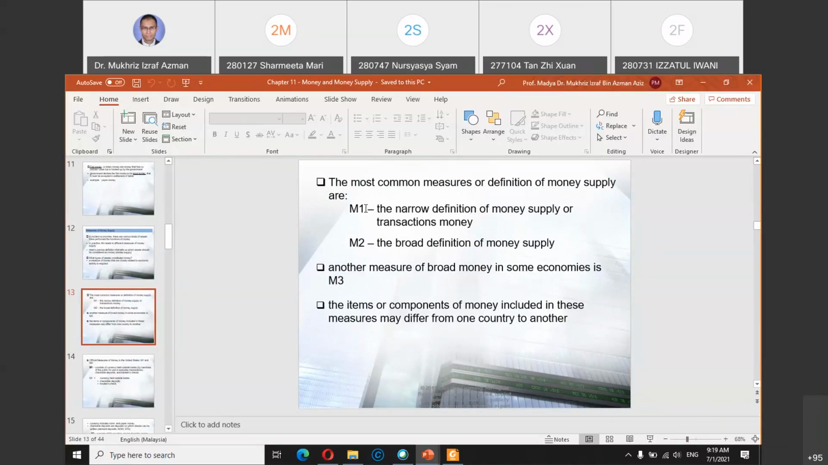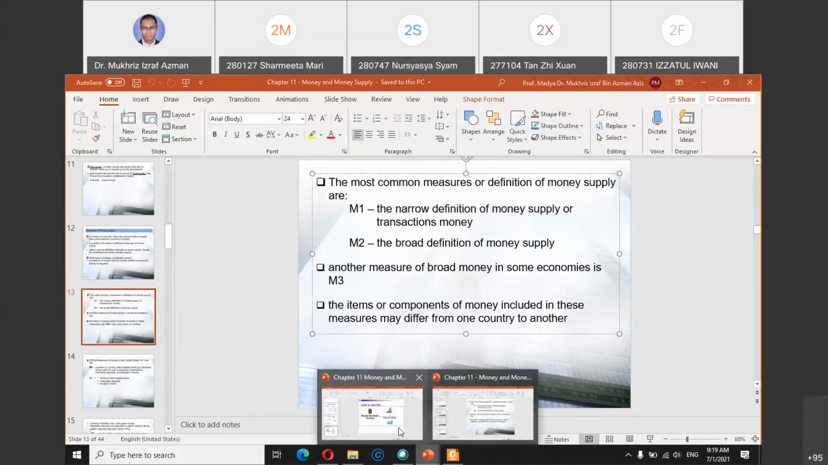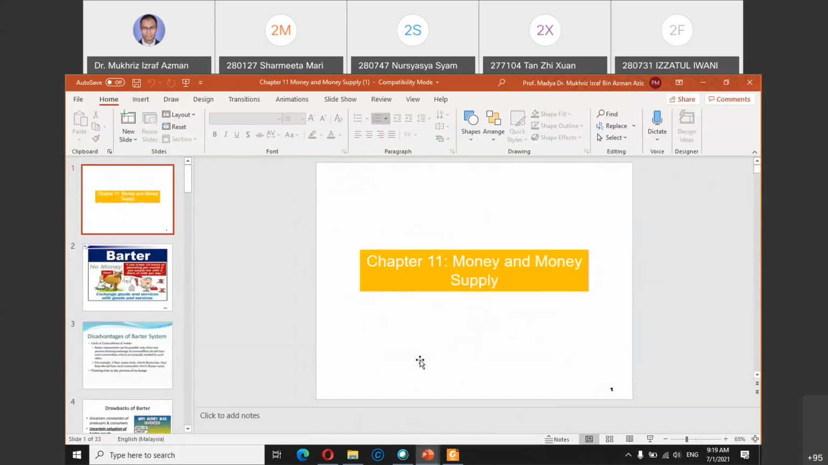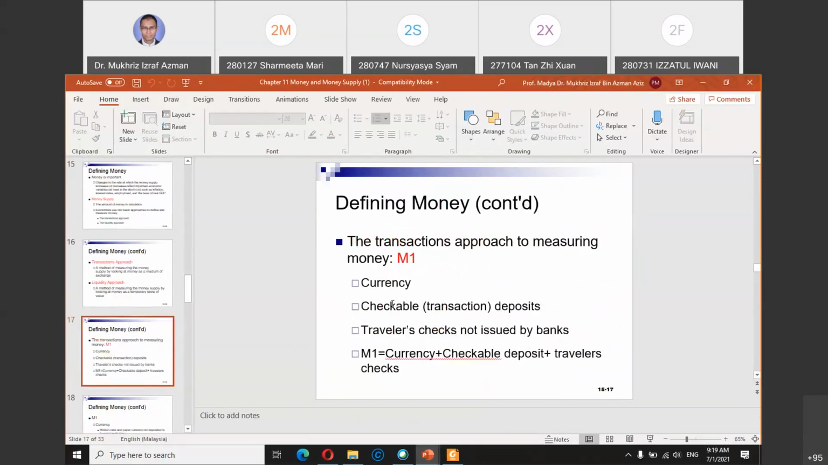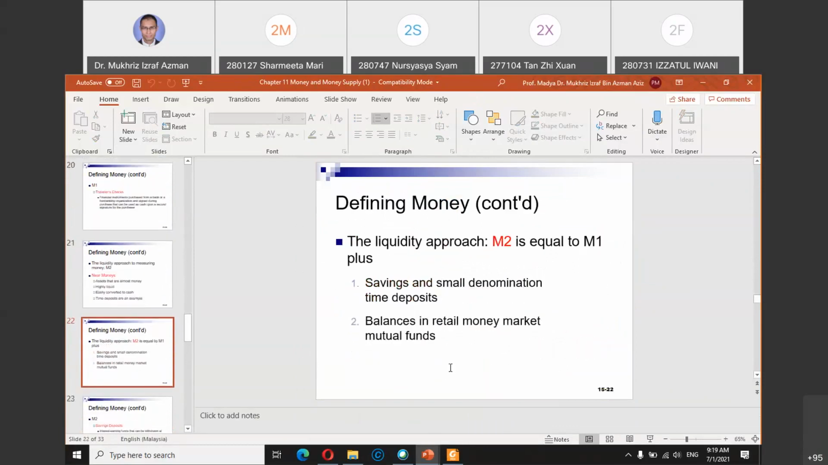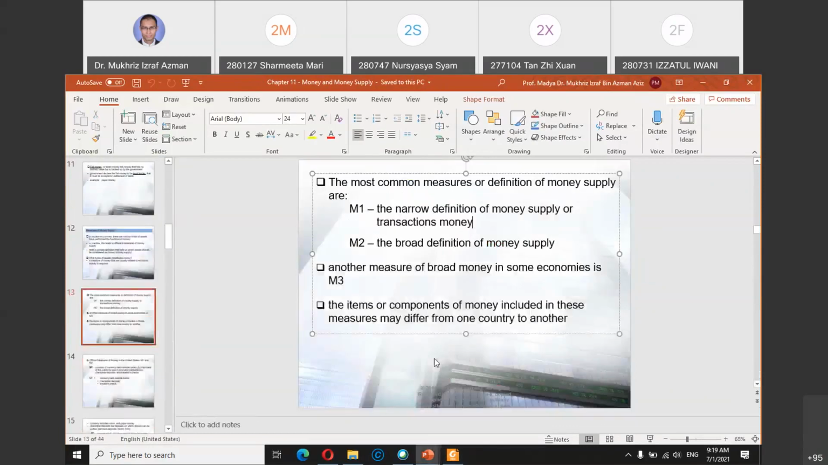And then M1, which is a more narrow definition because it only includes 3 items, the one that we discussed just now, which is currency, checks and traveler's checks. But M2 includes M1 plus these other 2 components. So that's why M1 we call the narrow definition, meaning a smaller scope, because it only includes the 3 components.